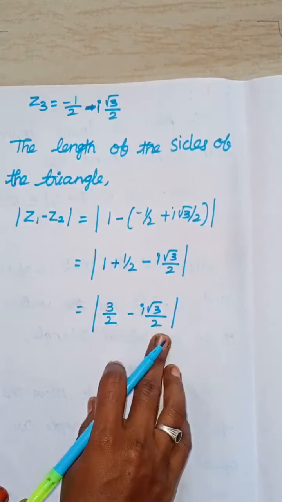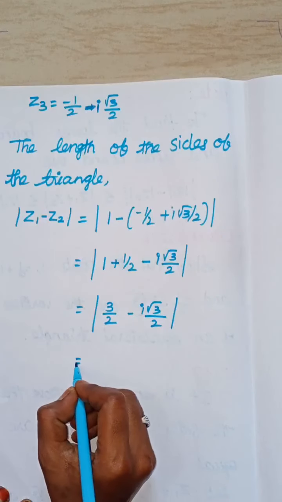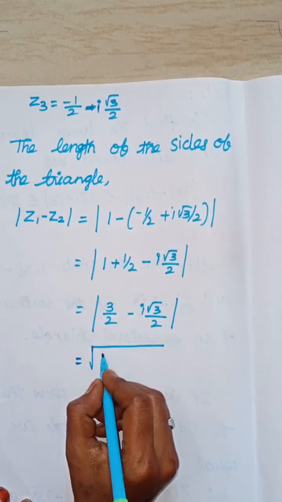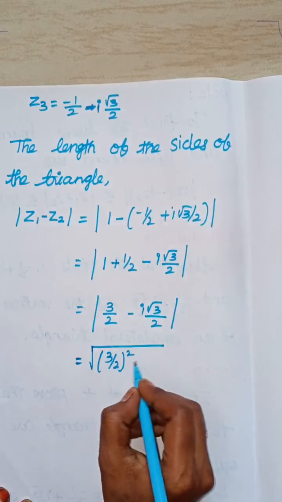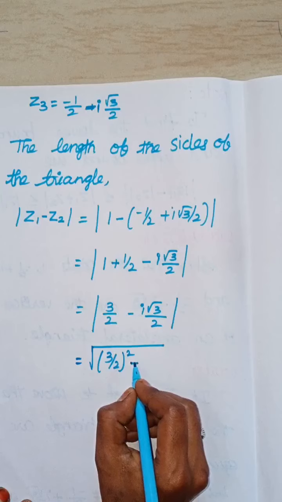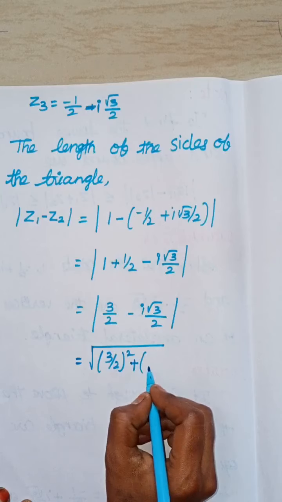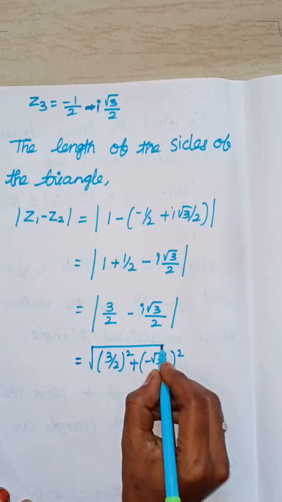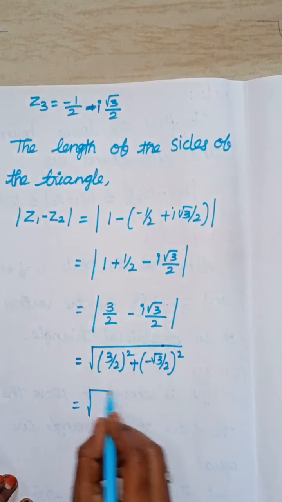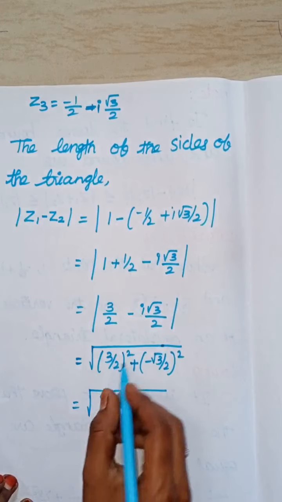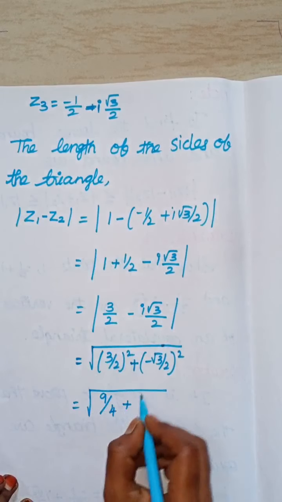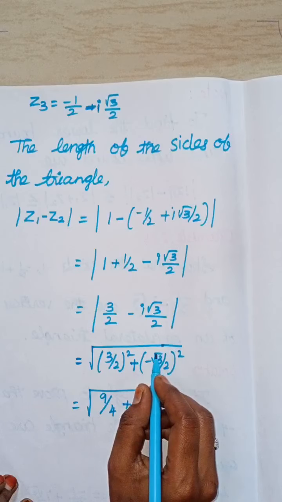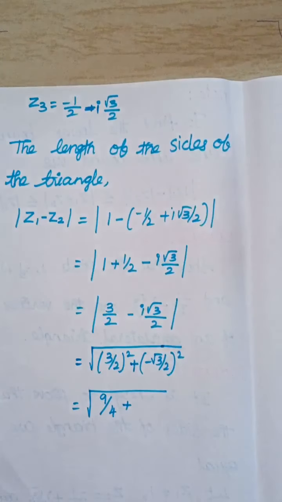The modulus has a real and an imaginary part, so taking a modulus means taking the square root. So square root of 3 by 2 the whole square plus minus root 3 by 2 the whole square. Now 3 squared is 9 divided by 2 squared is 4, plus root 3 squared is 3, and the square and square root get cancelled.